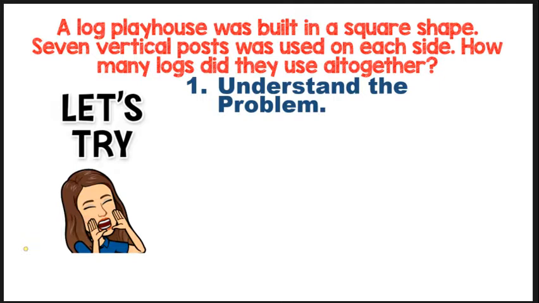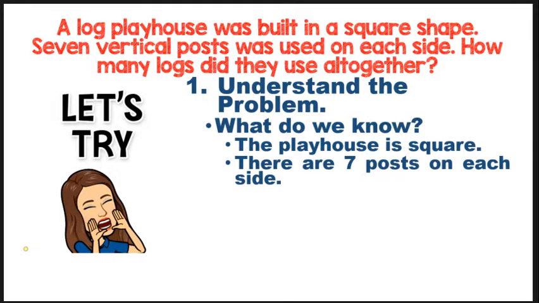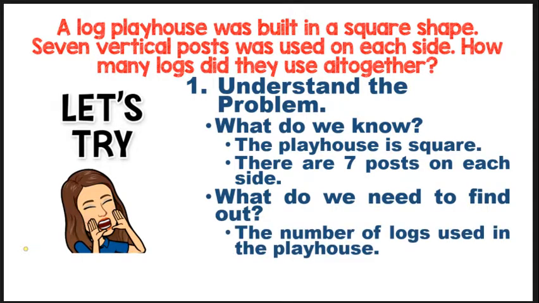Understand the problem. So what do we know? The playhouse is square. What else? There are 7 posts on each side. Now what do we need to find out? The number of logs used in the playhouse.